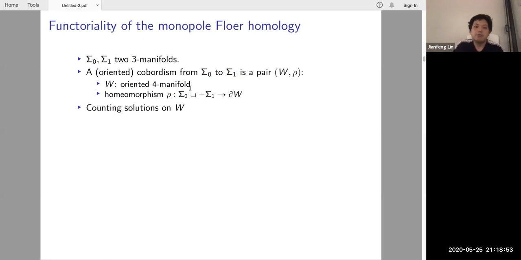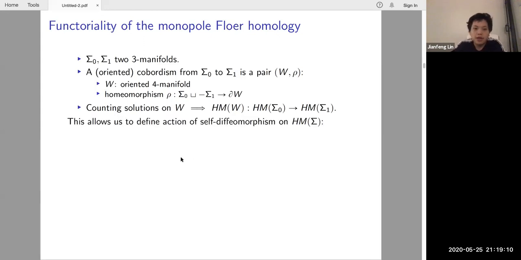By counting solutions of the Seiberg-Witten equation on W, one can define a linear map between these two vector spaces. That's the so-called cobordism induced map. And this allows us to define the action of a self-diffeomorphism on the monopole Floer homology.